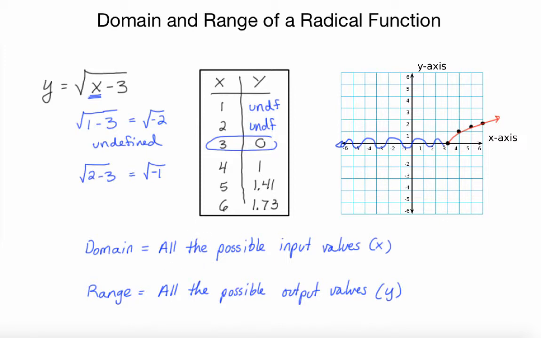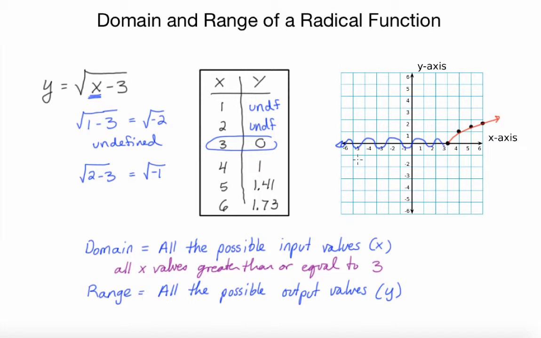So if I want to describe the domain of this function, it would be all x values, or real numbers, all x values greater than or equal to 3. It doesn't work for anything else. So those are the only x values that I can put in and get a y value back. It has to be 3 or greater than 3.